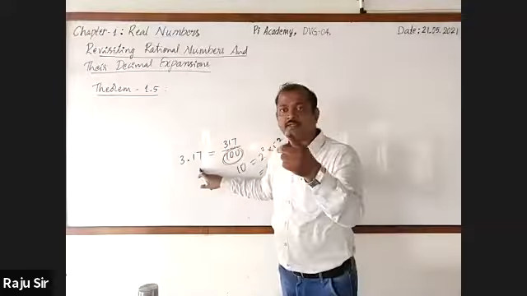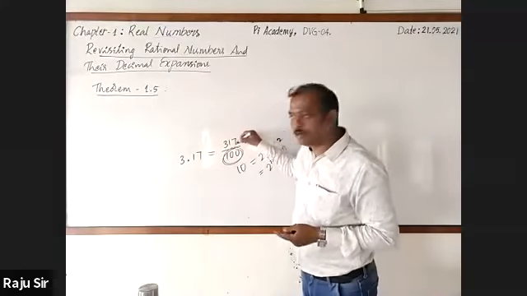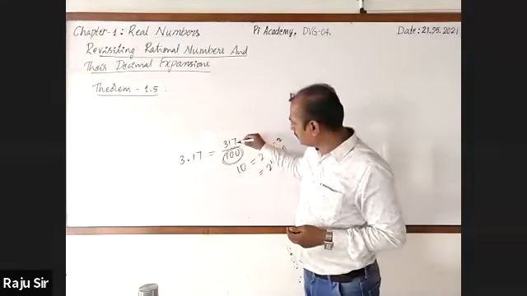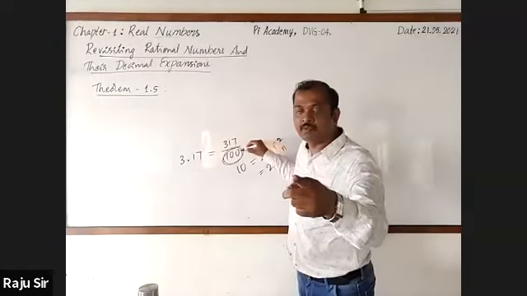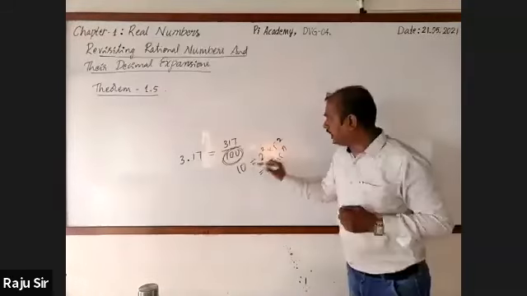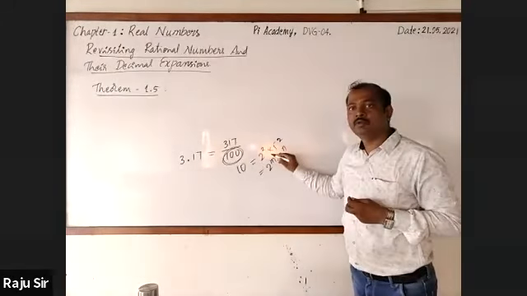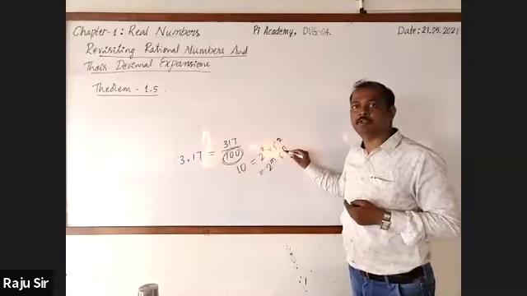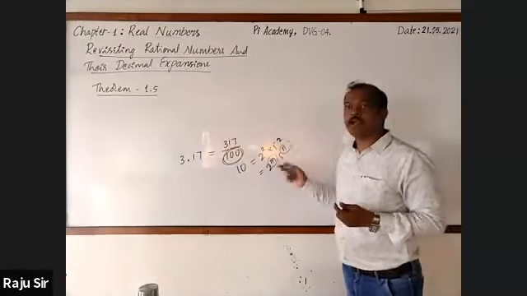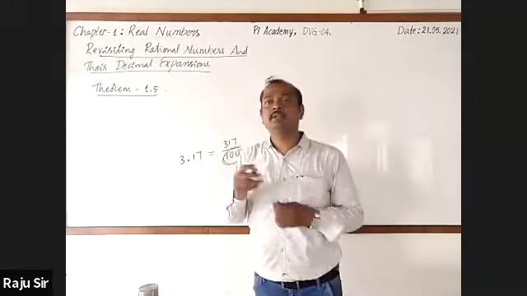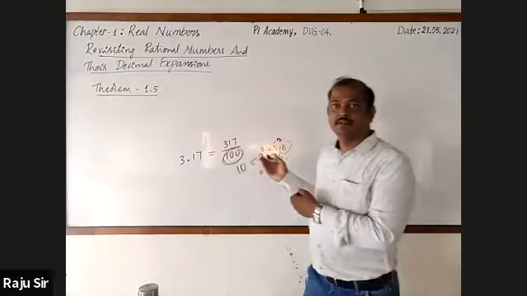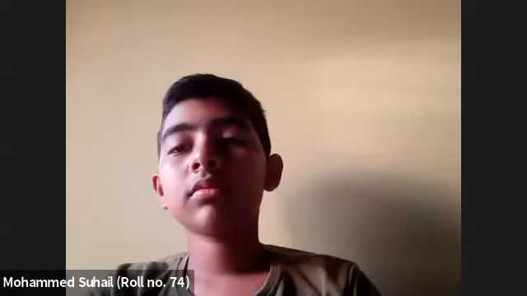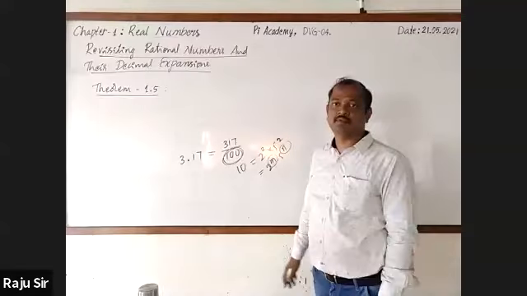Got it? If there is a terminating decimal, it can be written in the form of P by Q, where P and Q are co-primes. Please do remember, P and Q are co-primes, and Q is in the form 2 raised to the power m into 5 raised to the power n, where m and n are non-negative integers. Is it clear? Yes, sir. You can make the statement yourself. Right.